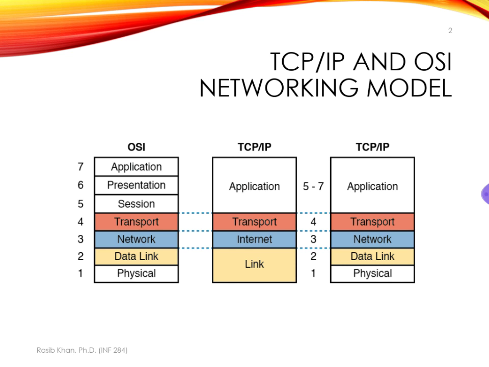Referring back to the TCP/IP model and the OSI networking model, as you can see, the OSI model has 7 layers, starting from the lowest layer, layer 1, which is physical, then data link, network, transport, session, presentation, and application layer. The TCP/IP, the first version, had 4 layers: link layer, internet layer, transport, and application.